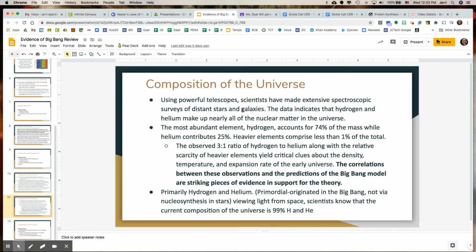So we've got about a 3-to-1 ratio of hydrogen to helium, and that is our big idea: there had to be something going on before just nucleosynthesis within stars. Something major had to happen, and the Big Bang accounts for that. The observed 3-to-1 ratio of hydrogen to helium, along with the relative scarcity of heavier elements, yields critical clues about the density, temperature, and expansion rate of the early universe. So that is support for the ideas that we've talked about here. Correlations between the observations and predictions are striking pieces of evidence in support of the theory. When we talk about hydrogen and helium, we can call those primordial, the original atoms, essentially. They originated in the Big Bang, and they did not occur via nucleosynthesis in the stars.